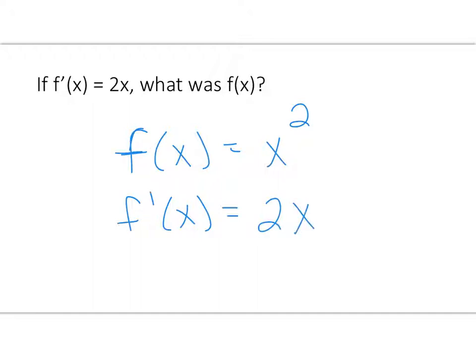Well, it might have had something else here. Maybe it was x squared plus 7, and I would still get 2x. Maybe it was x squared plus 8, and I would get 2x. Maybe it was x squared plus 8 pi, and I would still get 2x.